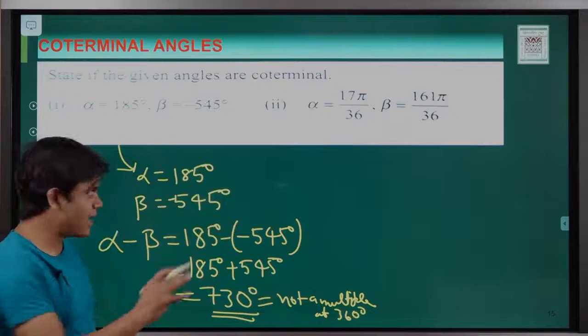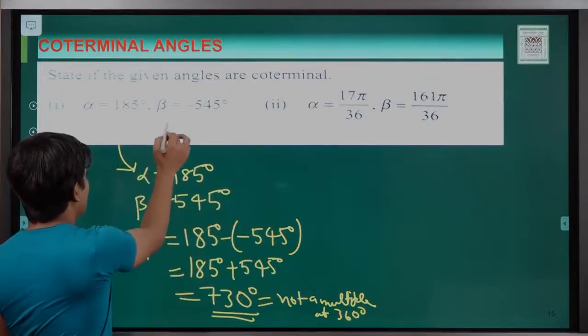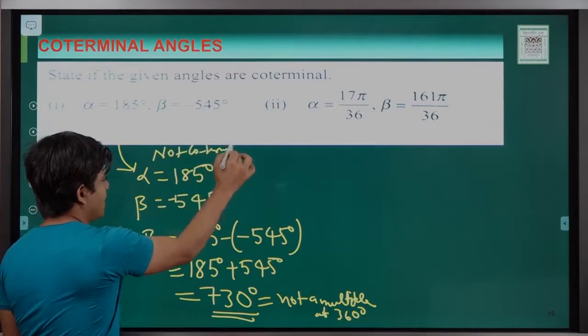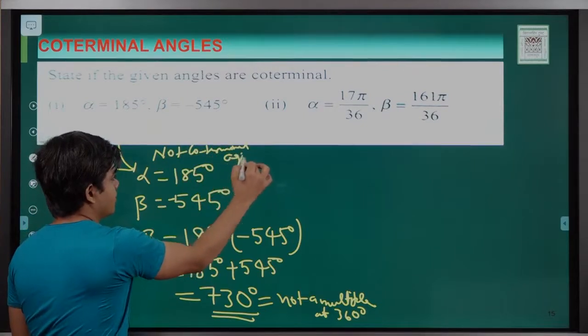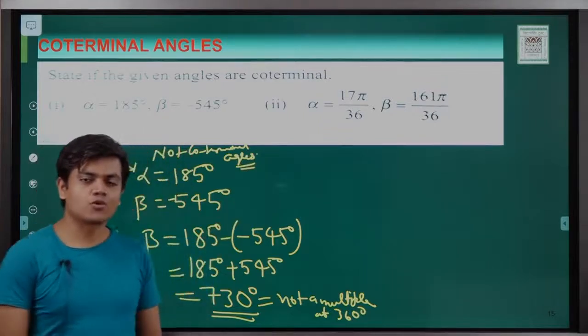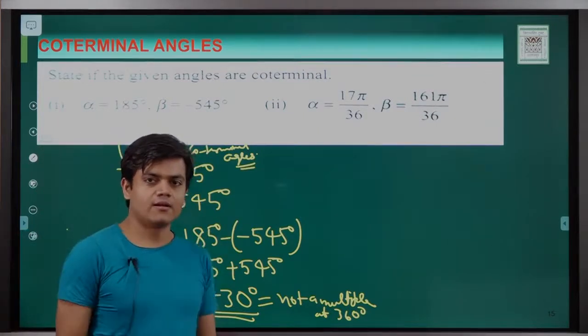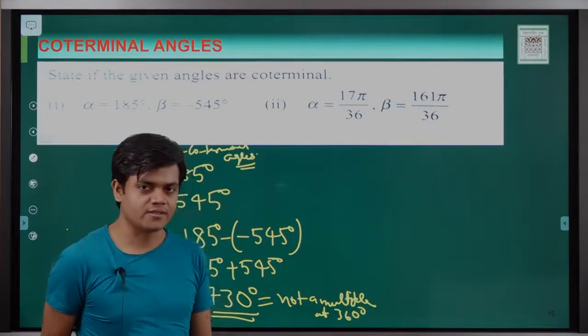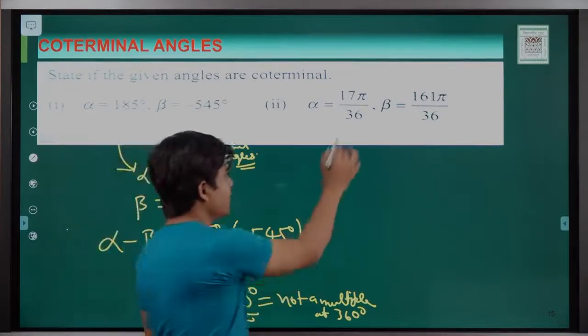Okay, so these two are not coterminal angles. इसीलिए ये दोनों कोटर्मिनल एंगल नहीं होंगे. Why? Because coterminal angles are the angles whose difference is either 360 or a multiple of 360. That's why these are not coterminal angles.